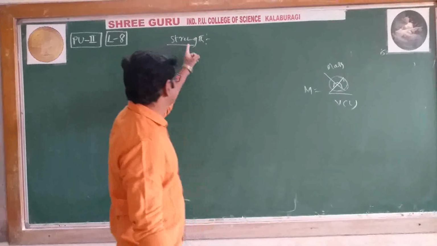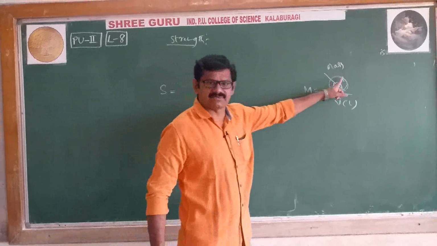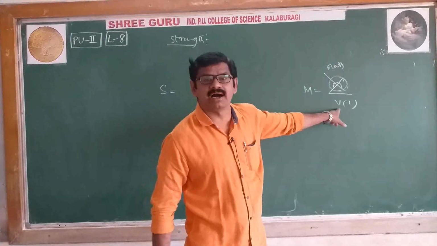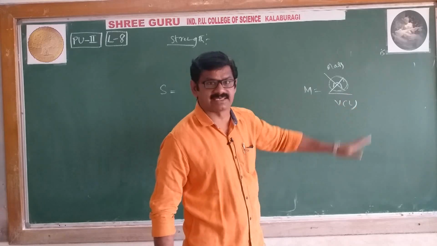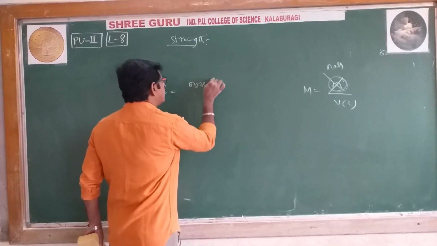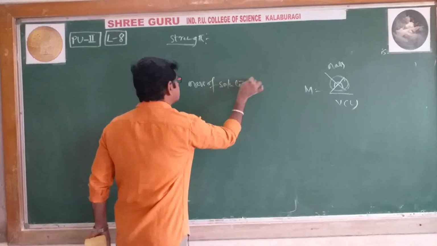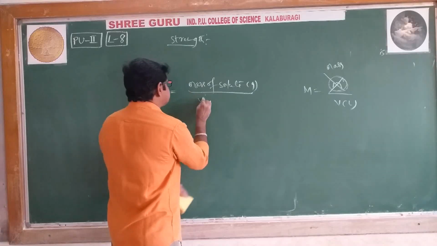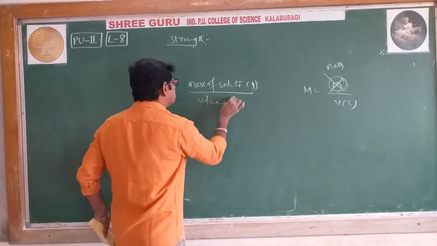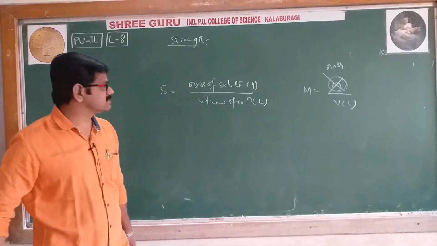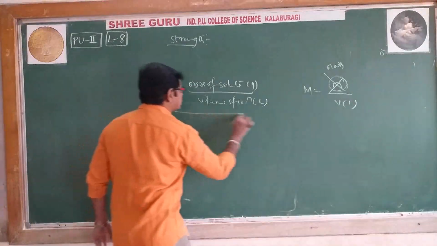That's why, how to define strength? The mass of solute in 1 liter volume of solution is called strength, right? That is the mass of solute, of course in grams, divided by the volume of solution in liters. That's it. Okay, now a question arises here.